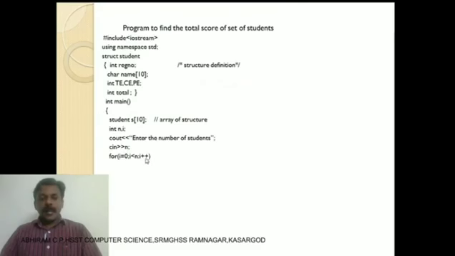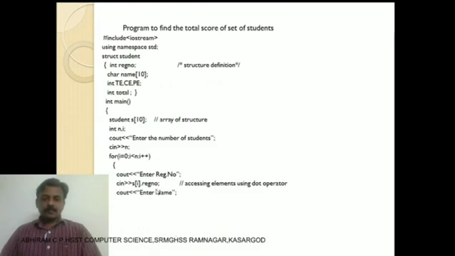Here a for loop is used to accept the details of each student. Cout, enter register number. Cin s of i dot register number. Cout, enter name. Cin s of i dot name. Cout, enter the scores in TE, CE, PE. Cin s of i dot TE, s of i dot CE, s of i dot PE. After getting all these results, we can find the total. s of i dot total equal to s of i dot TE plus s of i dot CE plus s of i dot PE.